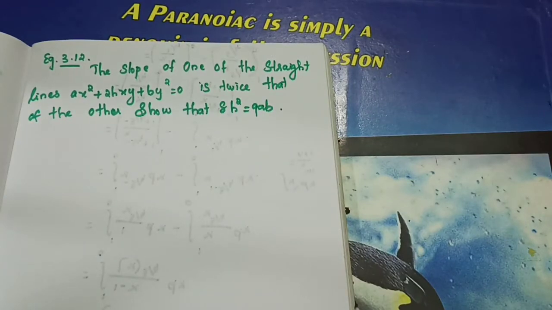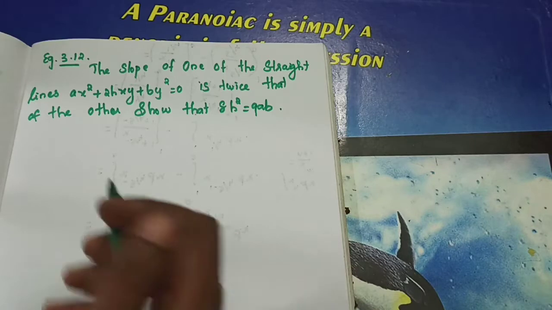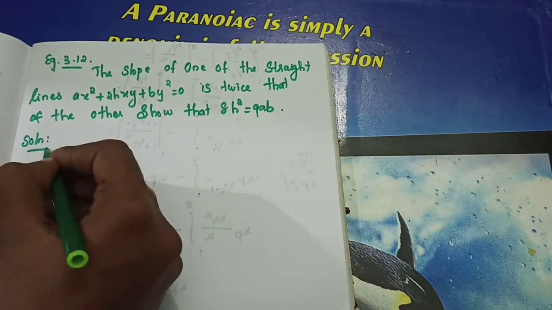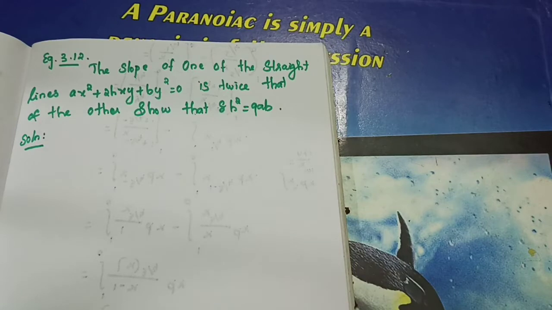What's the question? The slope of one of the straight lines ax square plus 2hxy plus by square is equal to 0 is twice that of the other. Show that 8h square is equal to 9ab. Okay. So from this, first you are going to find out the sum of the slopes and product of the slopes. Understand? So already I taught you the sum of the slopes and product of the slopes formula. So sum of the slopes, what's the formula? Minus 2h by b. What's the formula for product of the slopes? a by b.